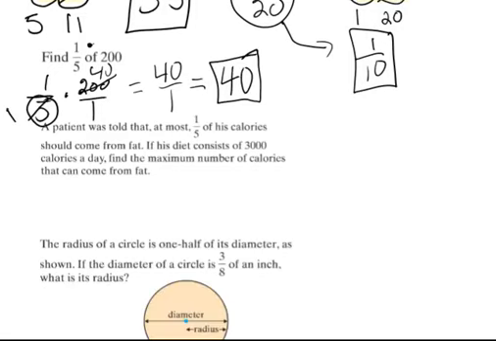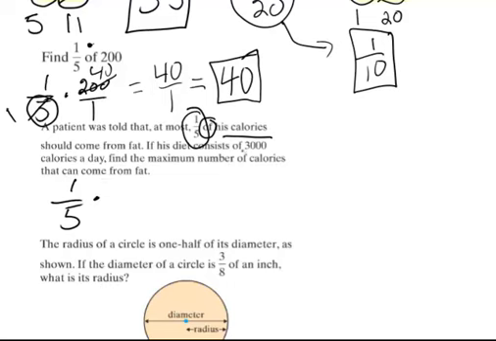All right, for the next problem here, it says a patient was told that at most 1/5 of his calories should come from fat. If his diet consists of 3,000 calories a day, find the maximum number of calories that can come from fat. Okay, so again, in a word problem, my first step is to read it. My second step is to read it again and look for key words. So I see my fraction, 1/5, and right next to it I see the word of. Now remember, we said of means to multiply. So I'm going to write 1/5 of, which is to multiply, his calories.